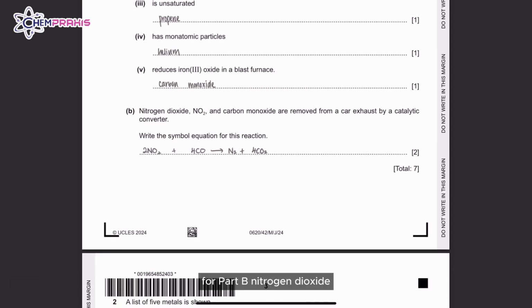For part B, nitrogen dioxide and carbon monoxide are removed from a car exhaust by a catalytic converter. Write the simple equation for this reaction. The simple equation for this reaction will be 2NO2 + 4CO = N2 + 4CO2. Remember to balance your equation.